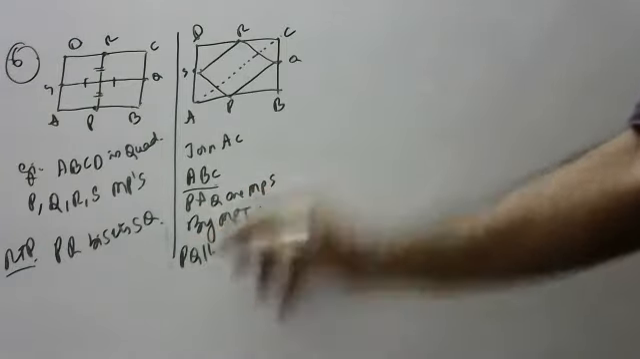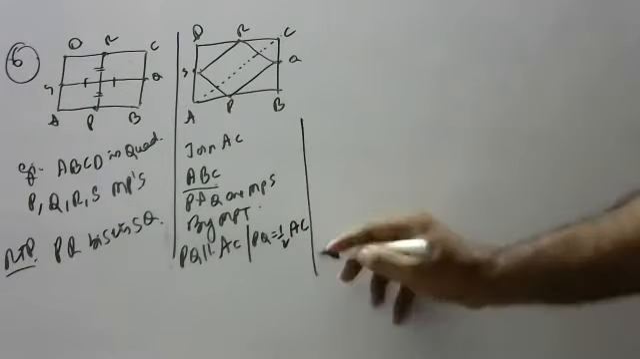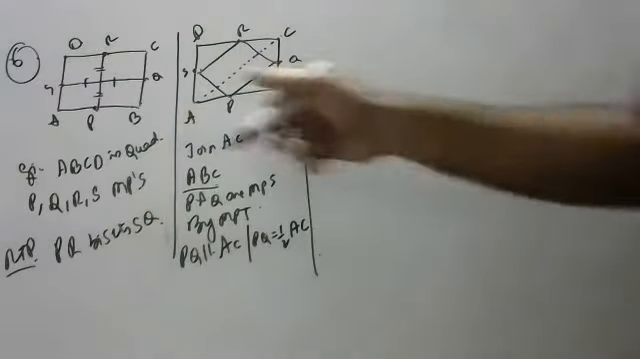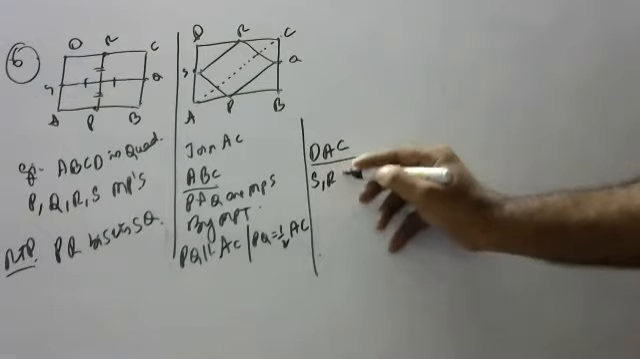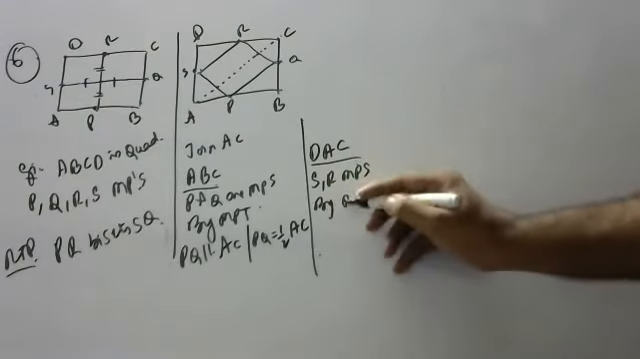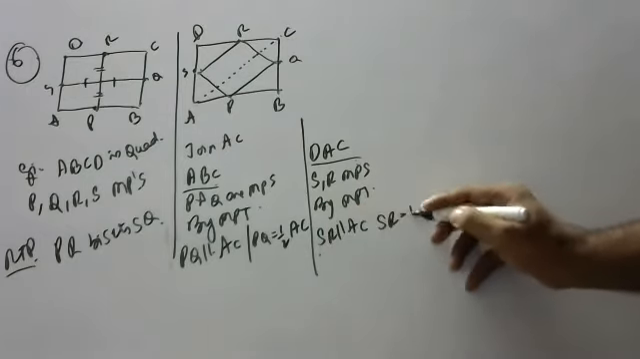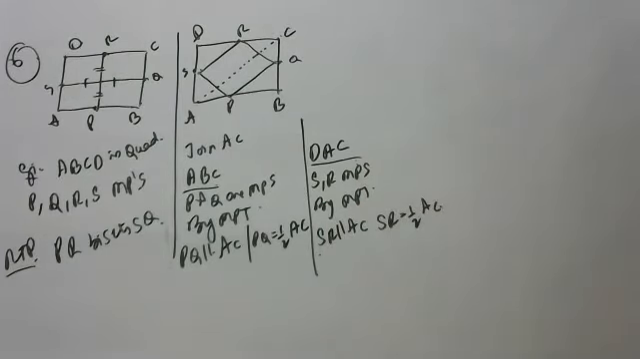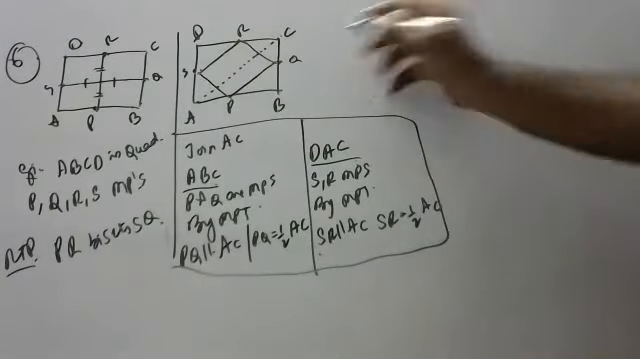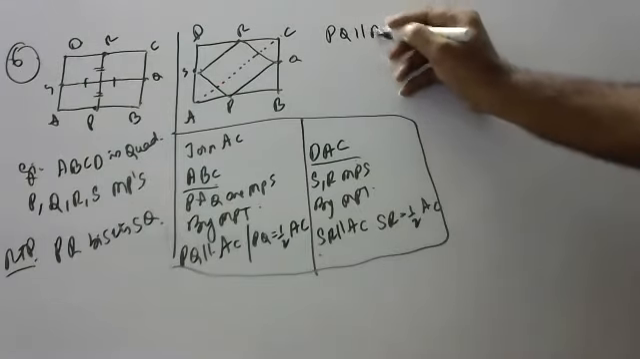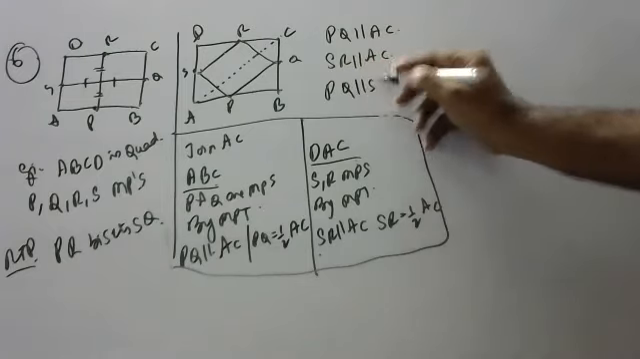By the midpoint theorem, PQ is parallel to AC and PQ is half of AC. In the same way, in triangle ADC, S and R are midpoints, so by the midpoint theorem, SR is parallel to AC and SR is half of AC. PQ is parallel to AC. In the same way, SR is also parallel to AC. Means PQ is parallel to SR.